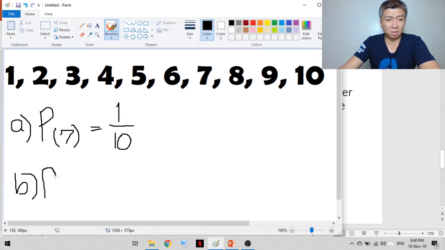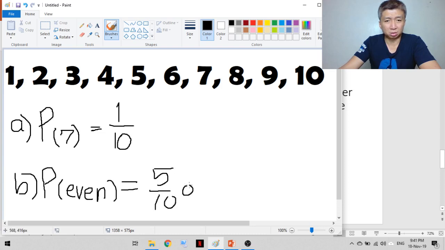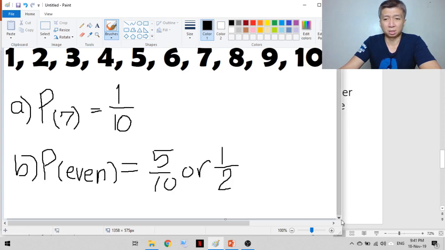So, the probability that the card is even number is 5 over 10 or pwede nating gawing 1 over 2. Okay. Next one. Letter C.